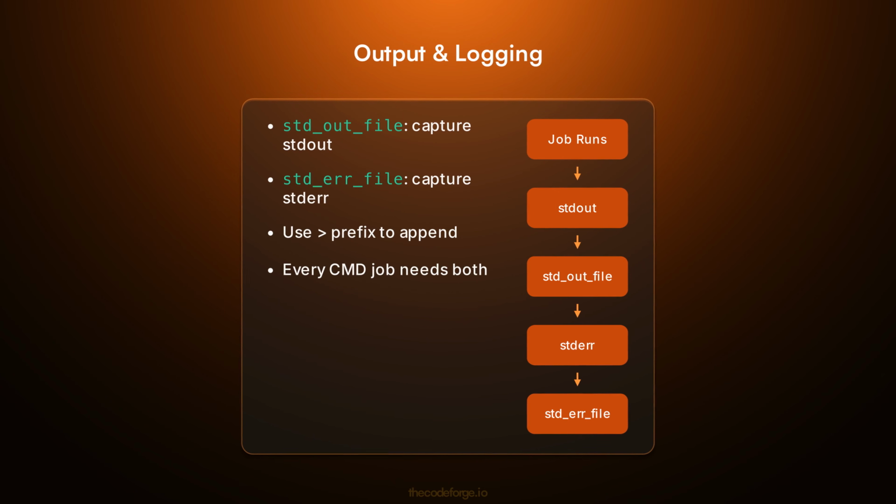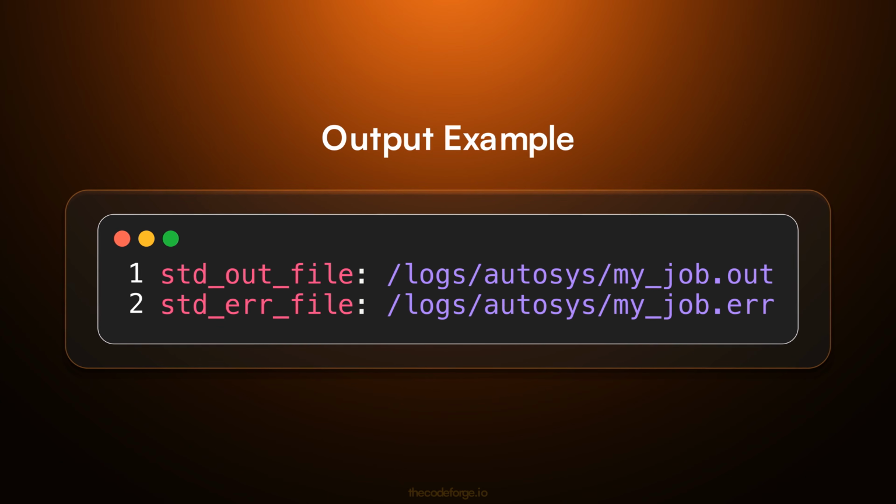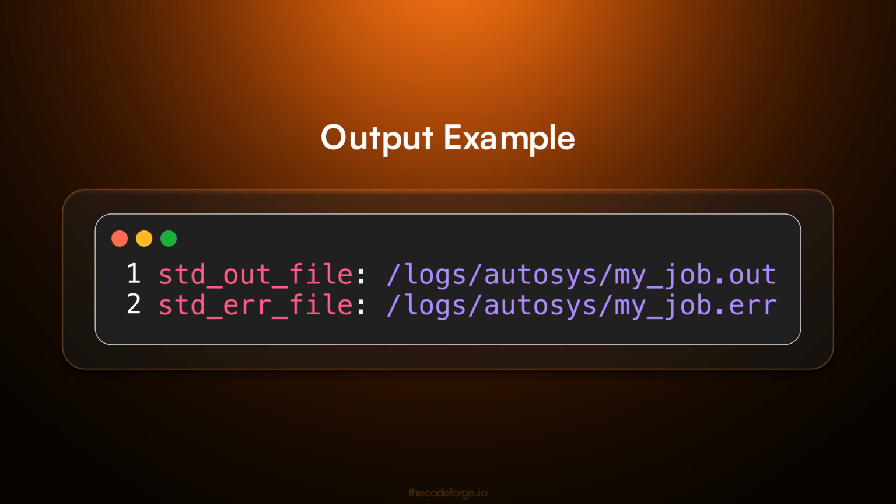Always set output files. Without std_err_file, error output goes to AutoSys's internal log, which is hard to access. Debugging a failure at 2 a.m. without logs is painful. Set both std_out_file and std_err_file. Use consistent naming like /log/autosys/jobname.out and .err. Append mode with a prefix prevents overwriting logs.